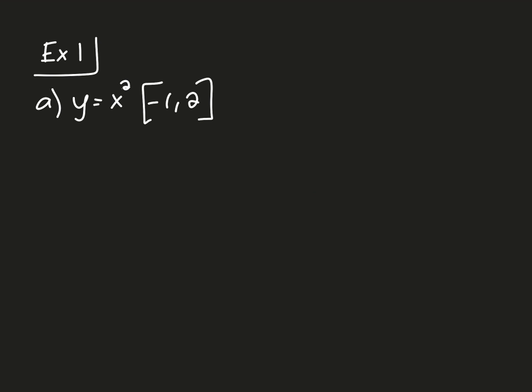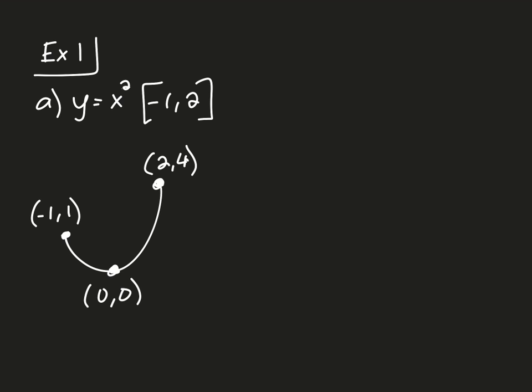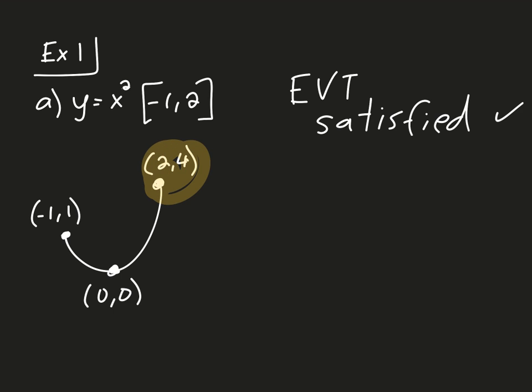All right, so let's just start with a few different variations of the x squared function, just to be clear. If we have x squared defined over the interval -1 to 2, including the endpoints, here are some key points that I've defined. The extreme value theorem is satisfied here because this is a continuous function over a closed interval. We can identify the absolute maximum as being at 2, 4, and the absolute minimum is at 0, 0.